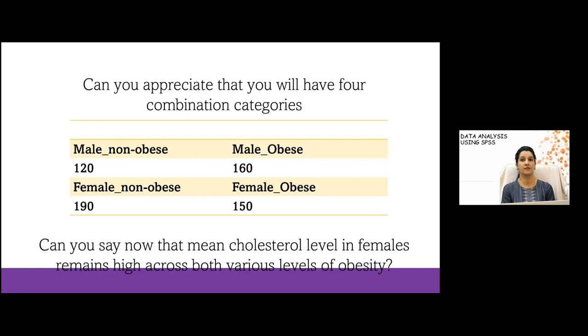Female, you can see female. So male non-obese, female are having high. If you see male and female, again, female are having high. But if you see the obesity, if you see the male obese and male non-obese, definitely the male obese are having high, but it is opposite in case of a female obese and non-obese. Female non-obese have higher cholesterol as compared to female obese.